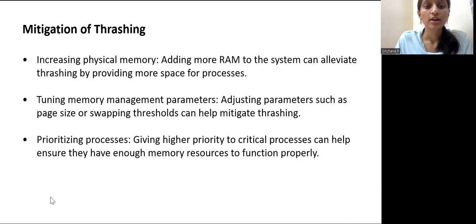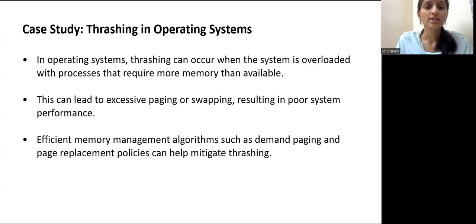Mitigation of thrashing. Increasing physical memory: adding more RAM to the system can alleviate thrashing by providing more space for the processes. Tuning memory management parameters: adjusting parameters such as the page size or swapping thresholds can help mitigate thrashing. Prioritizing processes: giving high priority to critical processes can help ensure they have enough memory resources to function properly.